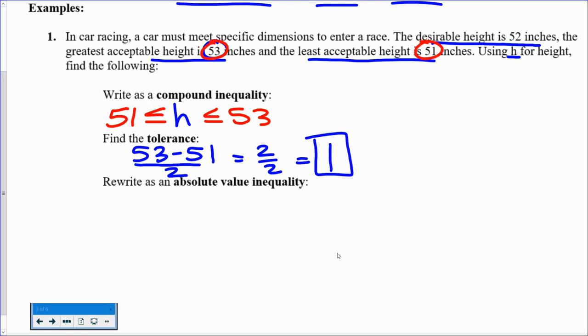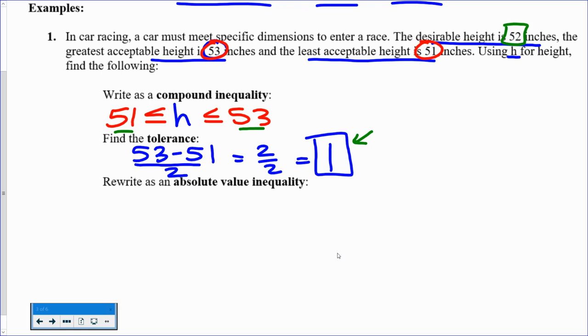So what the tolerance means is how far off you can be from what is desirable or acceptable for this situation. So hopefully that makes sense, because what we're trying to do is the desirable height is 52 inches, but it's okay if you go 1 inch above to get 53 or 1 inch below that to get 51. Okay, that's what the tolerance means.